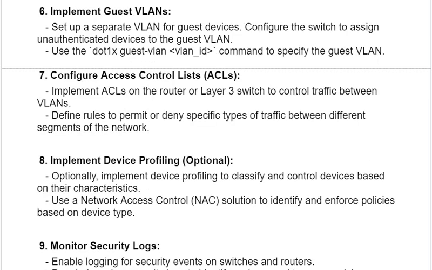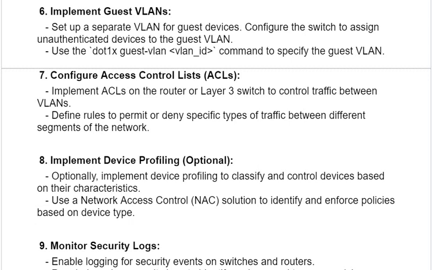Our sixth solution is implement guest VLANs. Set up a separate VLAN for guest devices. Configure the switch to assign unauthenticated devices to the guest VLAN. Use the dot1x guest-vlan (vlan_id) command to specify the guest VLAN.